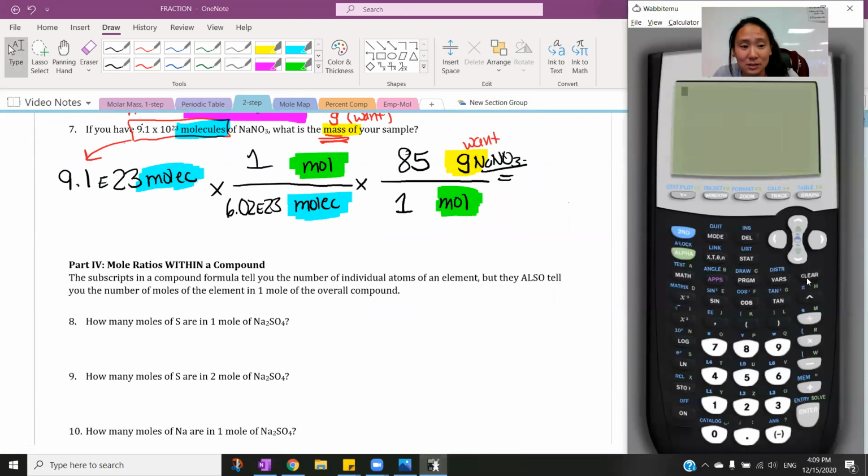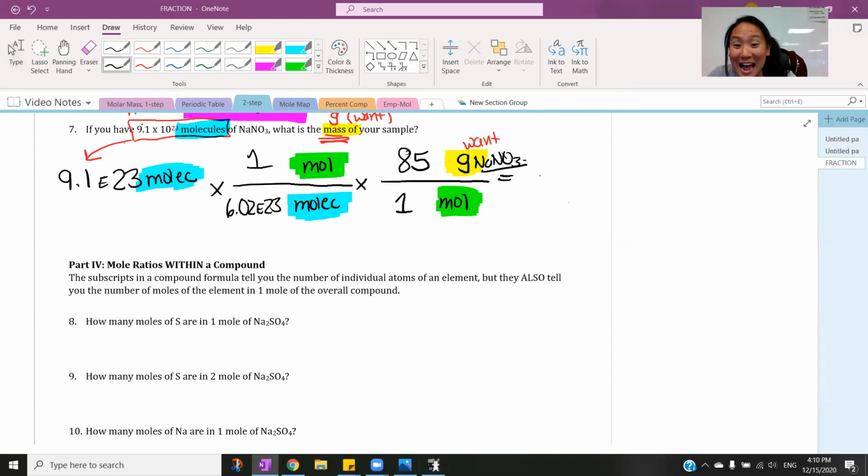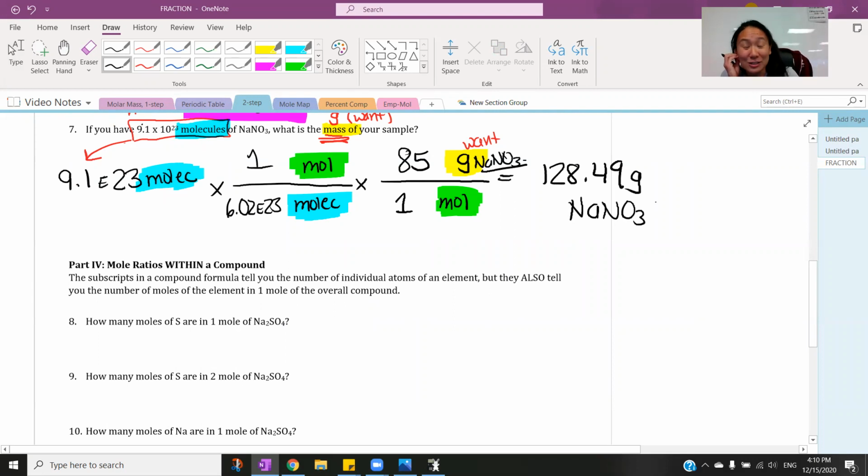Okay, so let's calculate it all together. 9.1 E to the 23 power. You multiply by the top. The line tells you to divide by the bottom number. Remember, you're using your exponent. You multiply the top, you divide by the bottom, and you should get this cool answer of 128.49. What did you want to end up with? Grams of what substance? Sodium nitrate. So that is how you get your final answer.